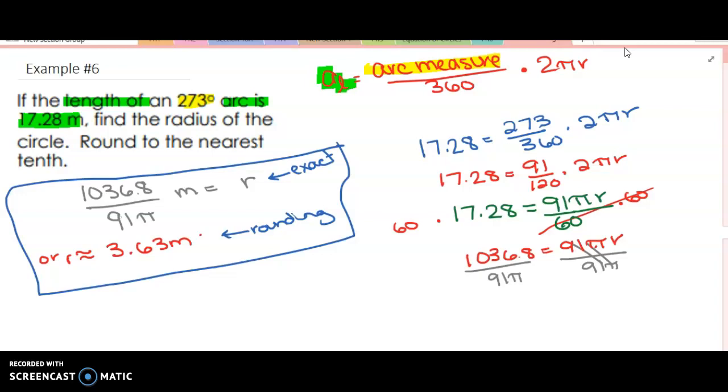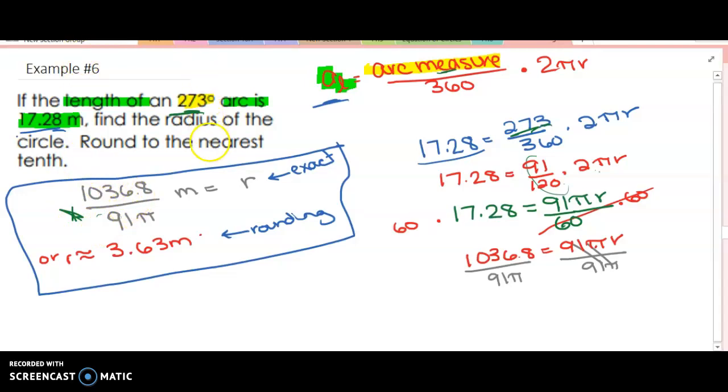Okay, so the arc length it tells you is 17.28. So we're going to plug that right in here. Okay, so that's exactly what I did. And the arc measure is 273, so of course we plugged it in here, which is right here. So if we simplify, we get 91 over 120. And then if I multiply it by 2 pi r, we get 91 pi over 60. Okay, divide by 91 pi, divide by 91 pi. I get this as my exact answer.